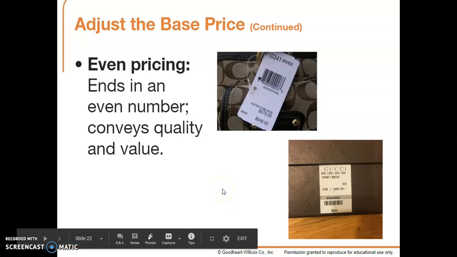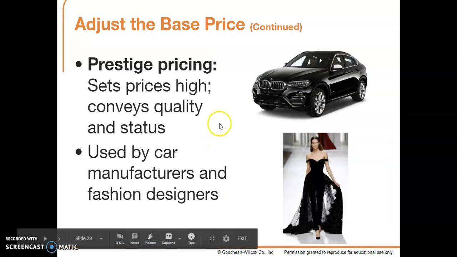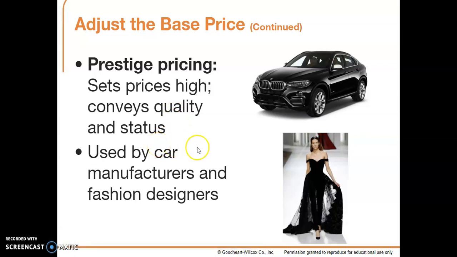What is the goal of your brand? Is the purpose of your brand to convey quality, something that's high end? If so, then you want to make sure that you're using this pricing method. Prestige pricing sets prices high and conveys quality and status. This is typically used by car manufacturers and fashion designers. We just talked about Gucci, or here's a BMW or a Tesla, something along those lines. They don't care that it's priced high because it's high end and it's supposed to be priced high.